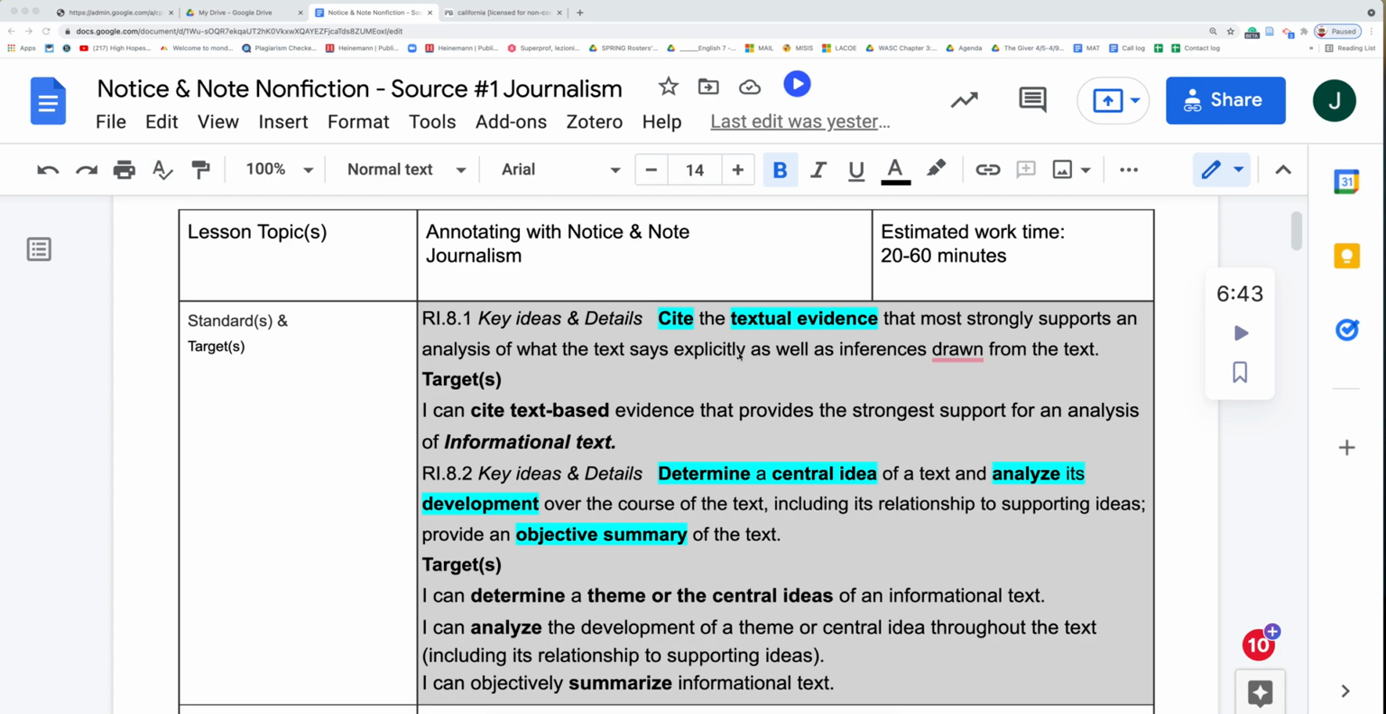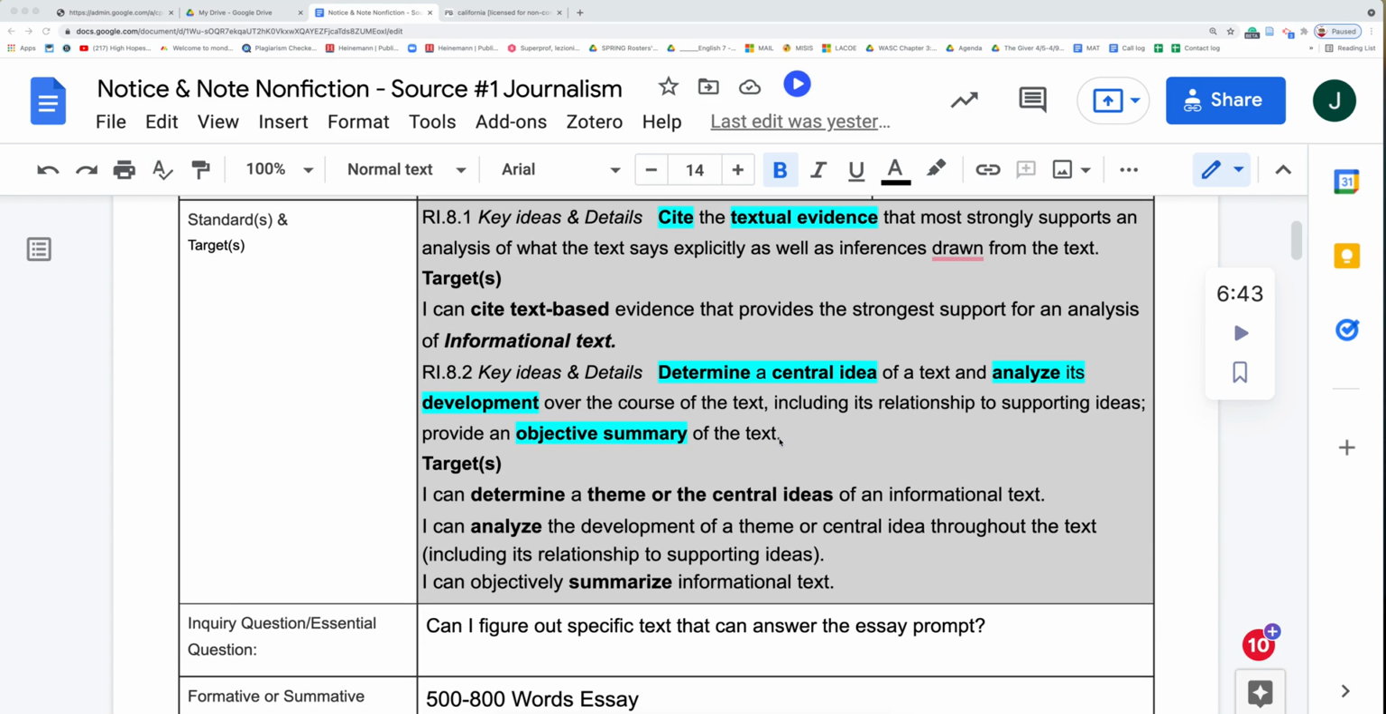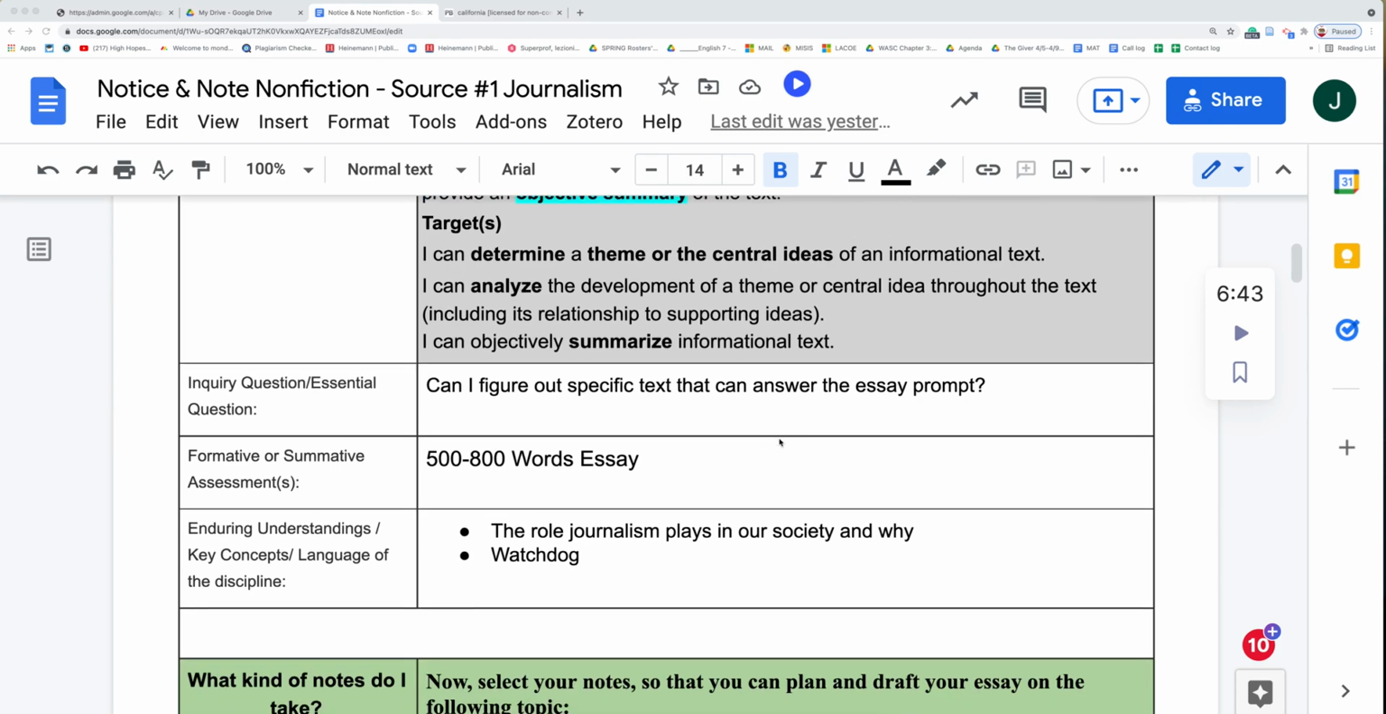Again, this video will show you how to annotate by using notice and note. The topic of this article is journalism. So these are the standards that we are trying to address. The main one is finding the central idea, determining the central idea, and in a way summarizing the main points and pulling them out in order to use them to answer the prompt.